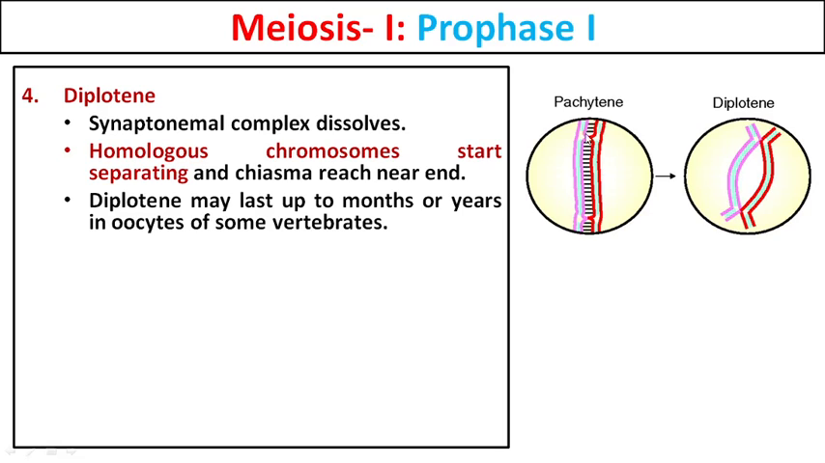So only at the point of chiasma where there was crossing over, the chromosomes will remain attached. Otherwise, they will detach from each other from all the other places. So this synaptonemal complex will dissolve. The homologous chromosomes start separating. They look like they are separating, but their chiasmata are still attached, like here and here. Diplotene may last up to months or years in oocytes of some vertebrates.